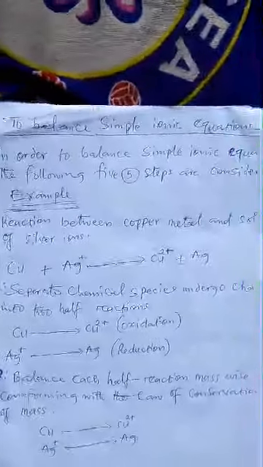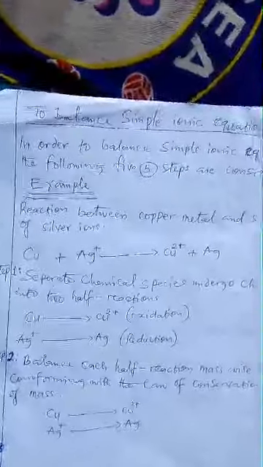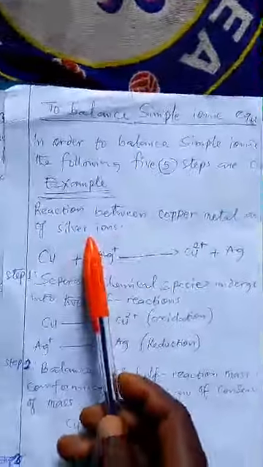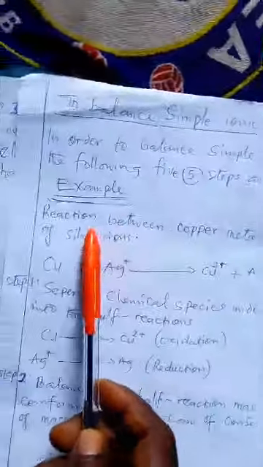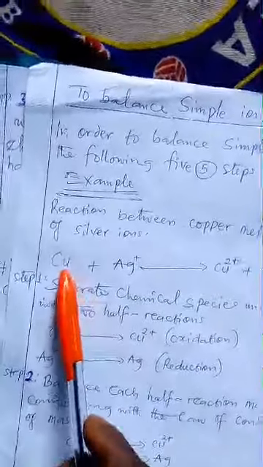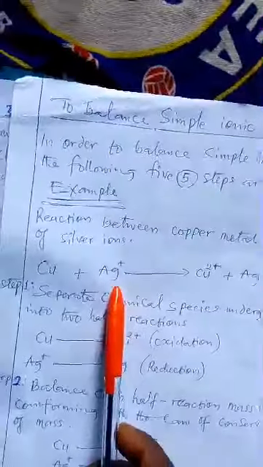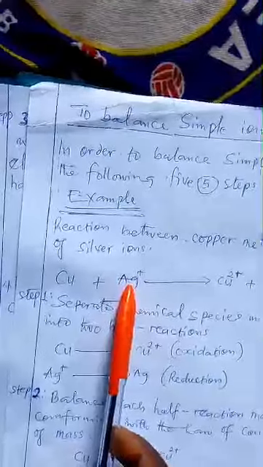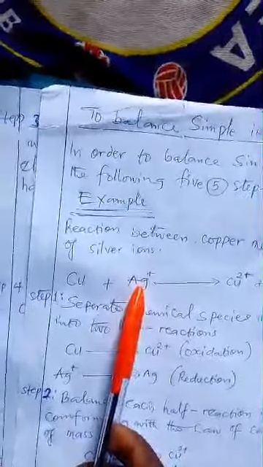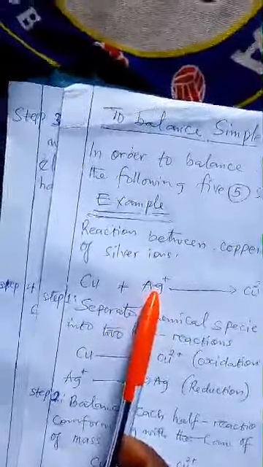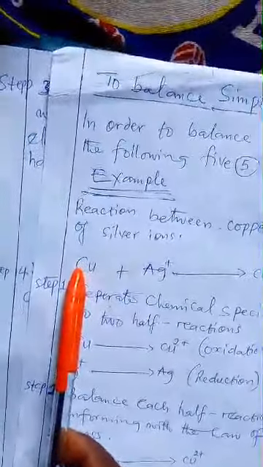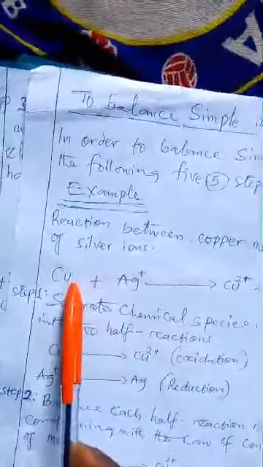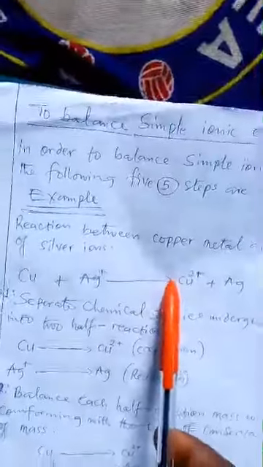Okay, we'll look at how to balance simple ionic equations. In order to balance simple ionic equations, the following 5 steps are considered. Example, the reaction between copper metal and a solution of silver ions. Here we have copper metal and then aqueous silver. In this reactant, this one is solid while this one is aqueous. This silver has already lost its electrons to one element which you don't know, but it has come to undergo a reaction between itself and the copper. And when they react, they produce these copper ions and silver metal. It means this copper gave electrons to silver to form this.